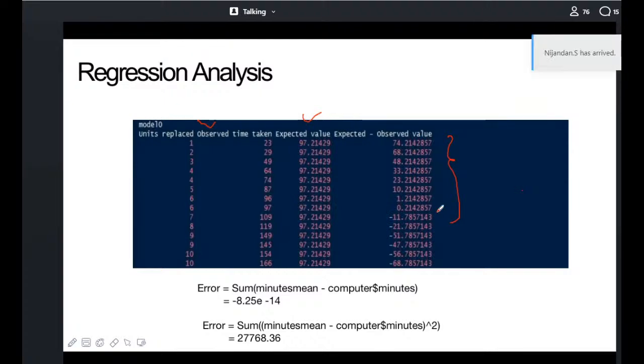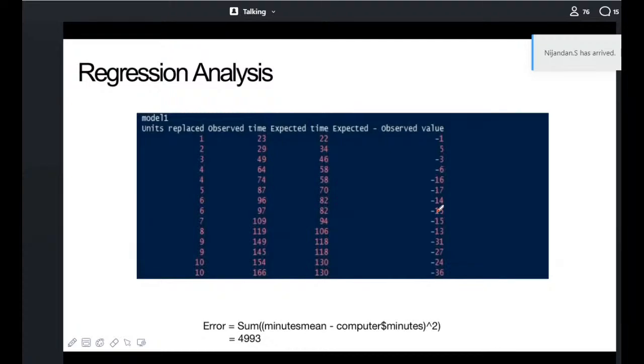If I take the mean as my predicted value, versus taking the line 10 plus 12x, that one I am taking. So this is my observed value, this is my expected value. Now you see over here, in both cases, observed or expected, as the number of units increases, they both increase. In this case, my sum of squared error is 4,993. Earlier it was 27,000.